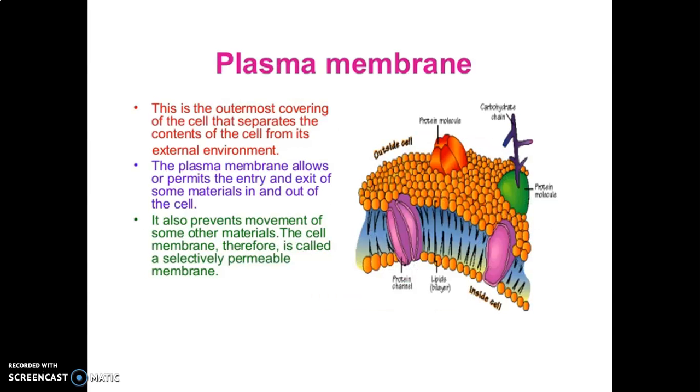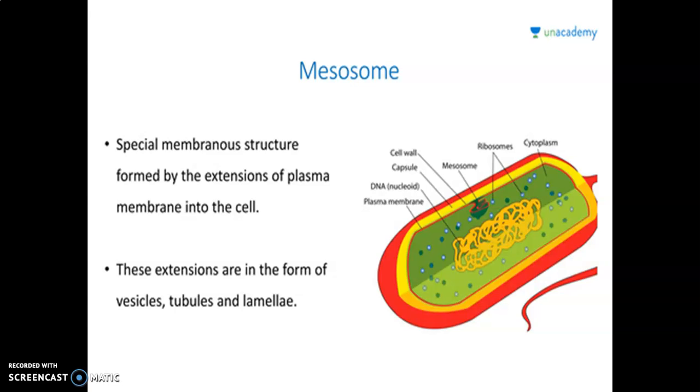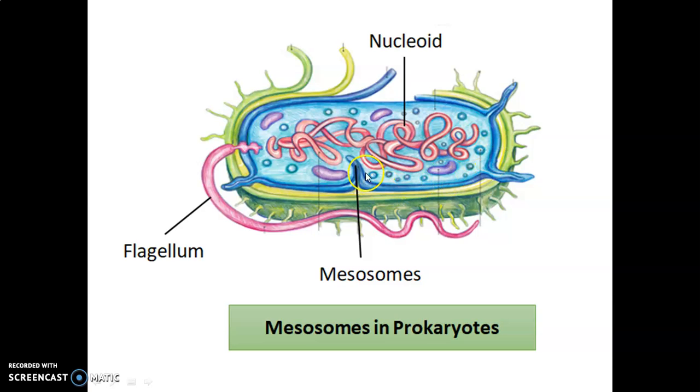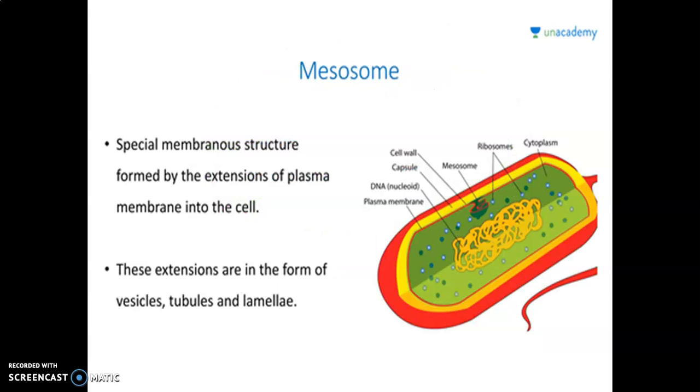Clear? Again, the structure of this is the plasma membrane, a semi-permeable membrane. It is also called the cell membrane. Then, a special membranous structure is the mesosome. See children, here you can see the mesosome. I will show you one more diagram. Yes, it is very clear here. This is the mesosome, a special membranous structure formed by the extension of the plasma membrane into the cell. These extensions are in the form of vesicles, tubules and lamellae.